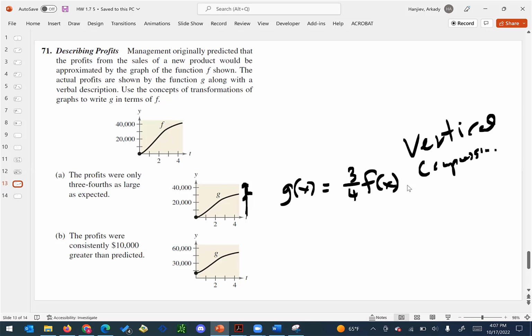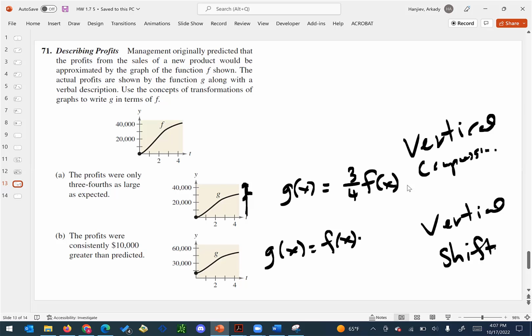The profits were consistently $10,000 greater than predicted. Hold on, that's a vertical shift in my mind, right? That's a vertical shift. In this case, whatever the profits were, each of those pieces went up by 10,000.